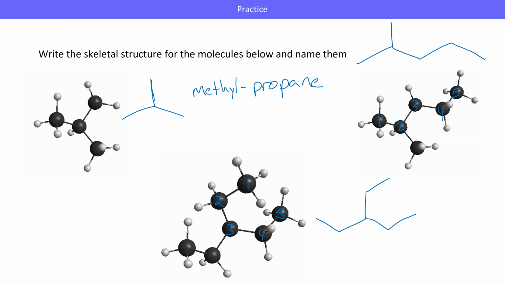Could you still say 2-methyl? It'd be a little redundant, because on a propane, there's only one place to put a methyl. If you put it on either of the other carbons, you really just made butane. So when in doubt, it's better to be redundant than to be ambiguous. So if you're not sure, put the 2 there.